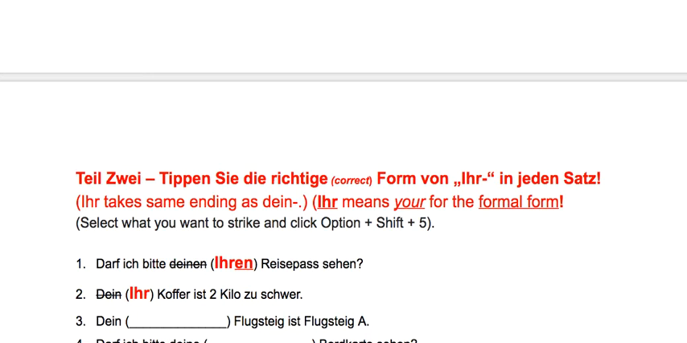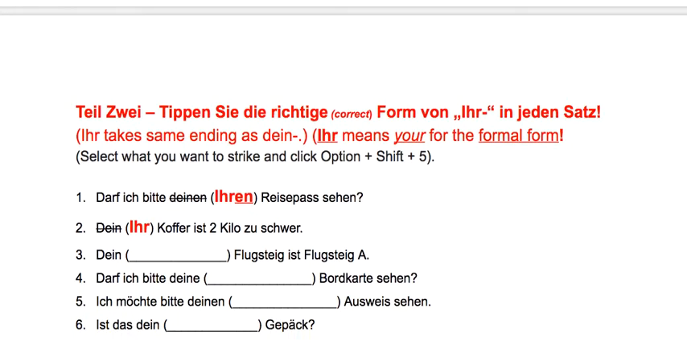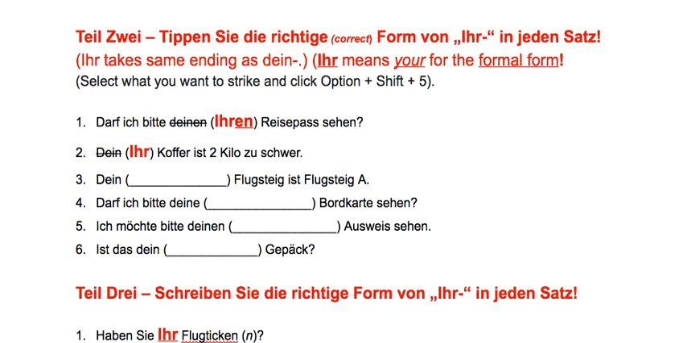For this section, you need to type in the correct form of ihr in jeden Satz. Ihr takes the same ending as dein, so you are going to essentially be putting in ihr for your and crossing out the dein. We're going to go through this together. In German it is, tippen Sie die richtige Form von ihr in jeden Satz. Write the correct form of your in each sentence. To cross off the dein, you click the Option Shift 5 on your computer.